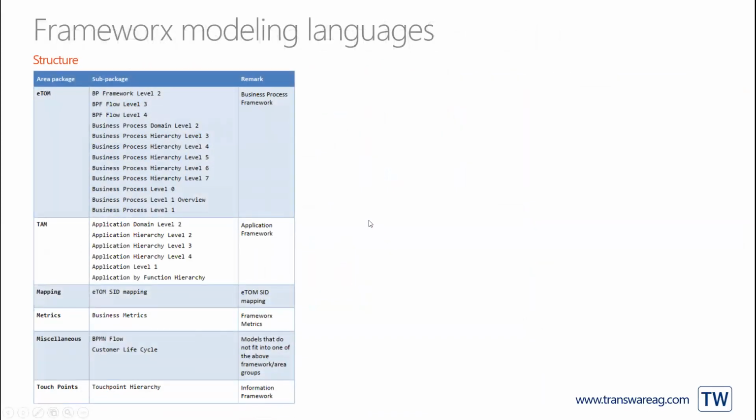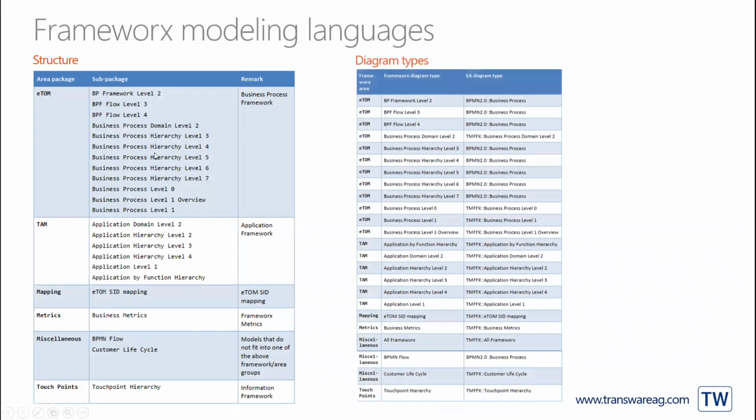The modeling language is required to describe the content, and we have packages in areas: eTOM, TAM, but also additional areas like mapping of data, business metrics, and others. For each area, there are sub-packages in Sparx, and we have developed the diagram types with a notation for that. Here you can see, for example, for eTOM, the business process framework level 2, a BPMN 2.0 business process model is used. But the Sparx tool does not provide the original Frameworx diagram types, so we developed those diagram types based on UML profiles.